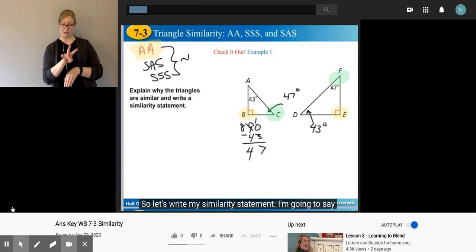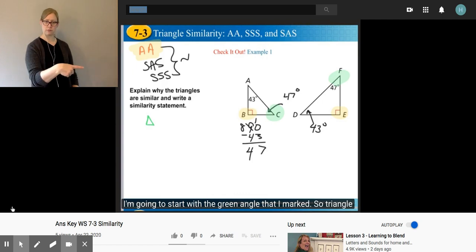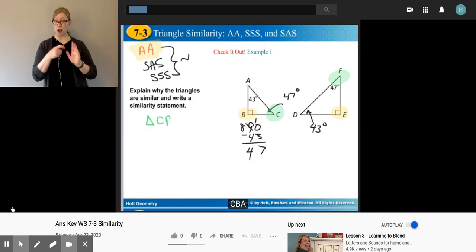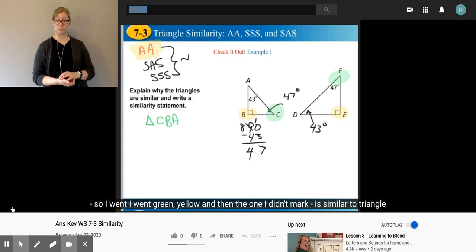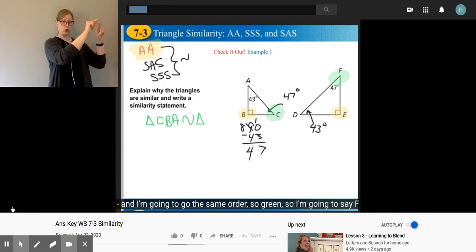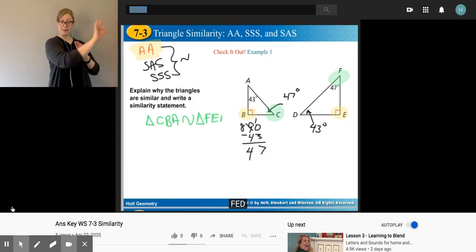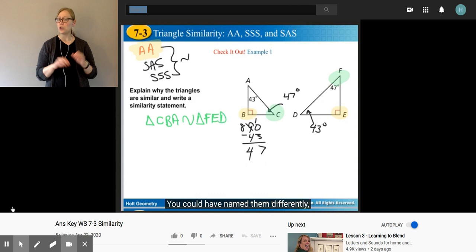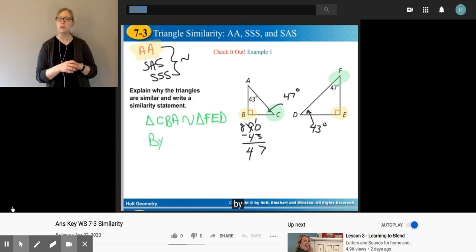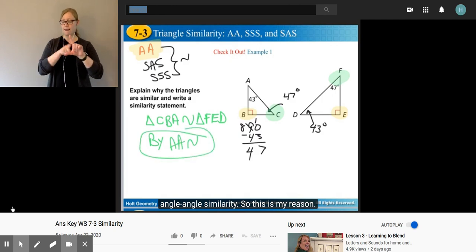So let's write my similarity statement. I'm going to start with the green angle that I marked. So triangle CBA. So I went green, yellow, and then the one I didn't mark, is similar to triangle, and I'm going to go the same order. So green, I'm going to say F, then yellow, FED. You could have named them differently, by angle angle similarity. So this is my reason.